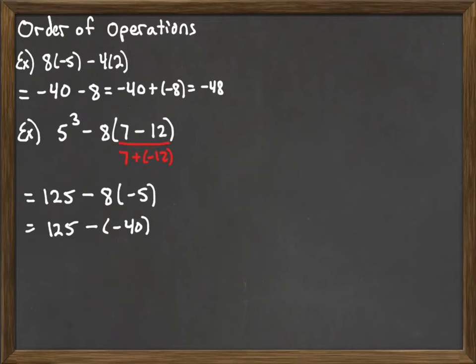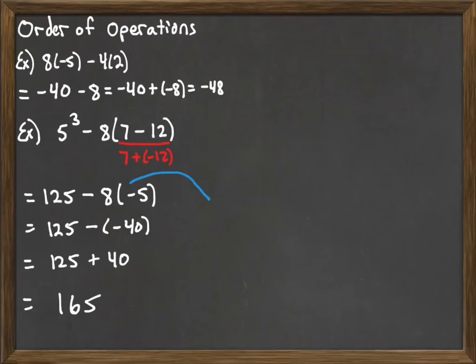And remember, when we're subtracting here, we think of that as take away. So taking away a negative 40 is the same as adding 40. And then we can work that out. 125 plus 40 is 165. So that's the one way to do it.